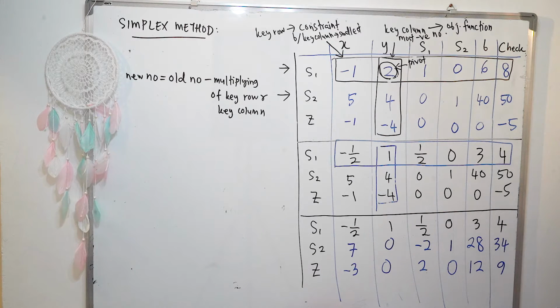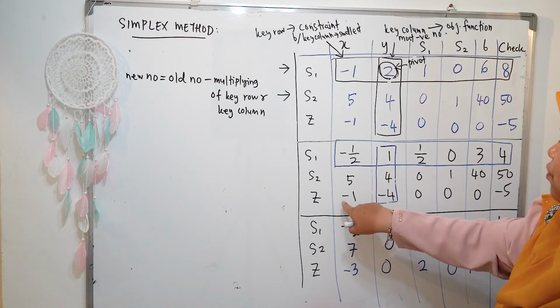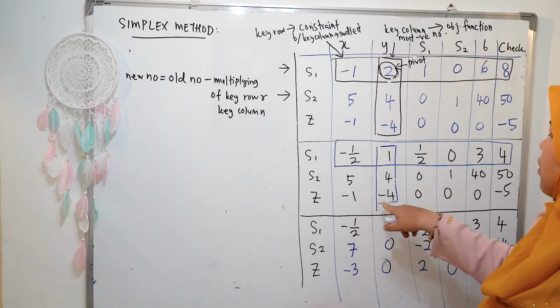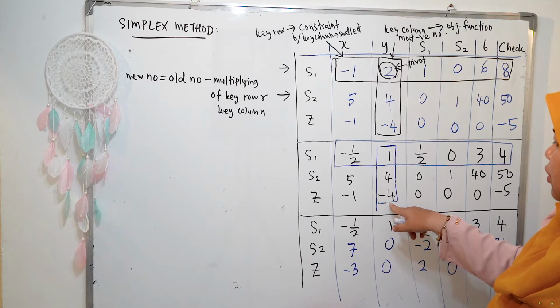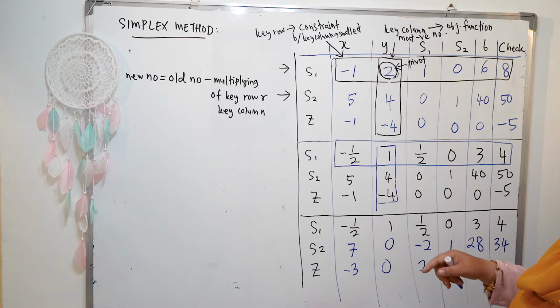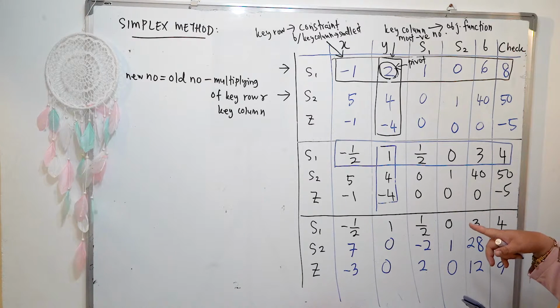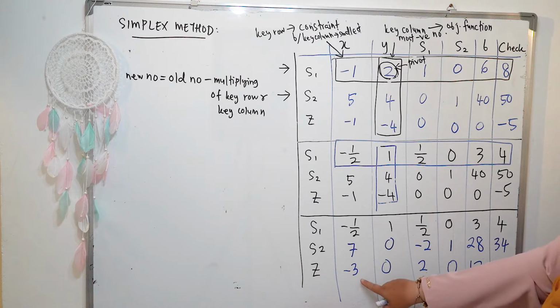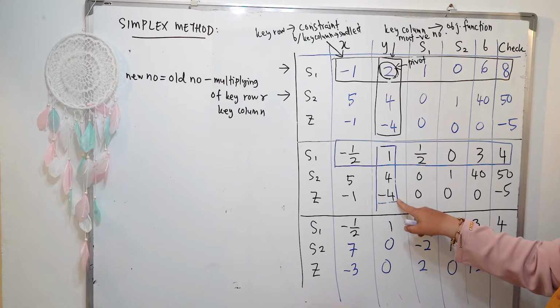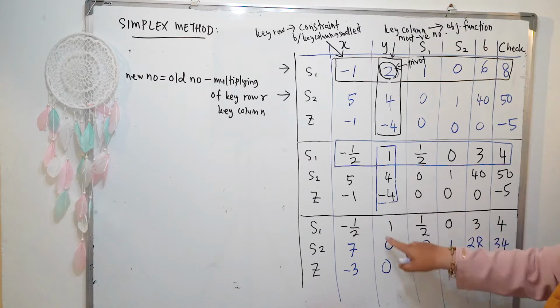Okay, let's check. Negative 3 plus 2, negative 1. Negative 1 plus 12 is 11. So this is wrong. So let's check our calculation first. Our calculation back. Okay, so negative 1 minus negative half times negative 4. So over here I got 2. Okay, it's correct. So this one, negative 4 minus 1 times negative 4, 0.